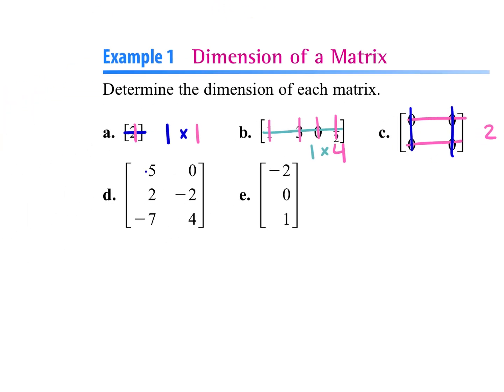D, how many rows do we have? 3 rows. And how many columns? So a 3 by 2. And then for E, how many rows? 3 rows. And how many columns? So 3 by 1.